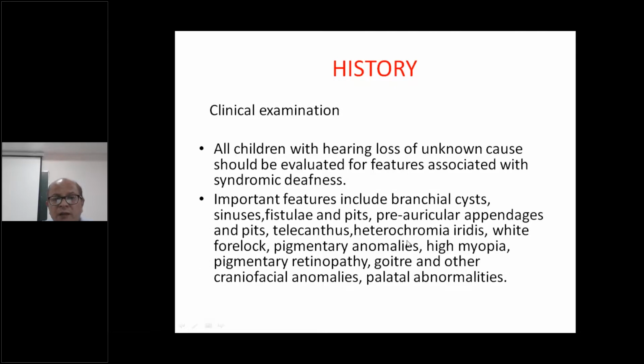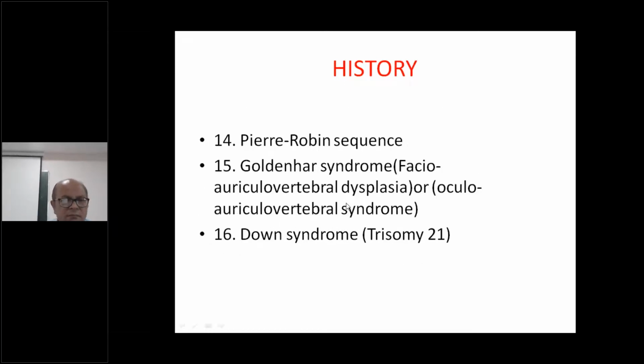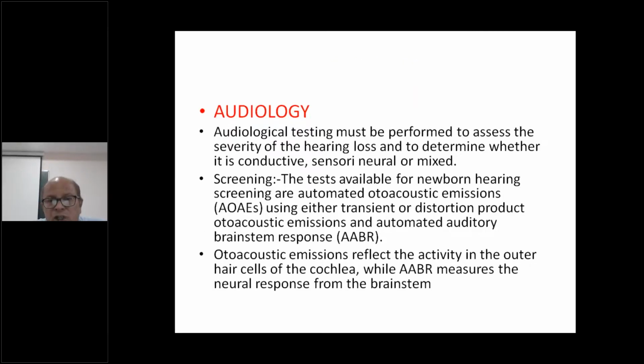Syndromic means all these things you will find, like there may be branchial cyst, fistula, you will find telecanthus, heterochromia iridis, white forelock, pigmentary anomaly, high myopia, retinopathy, goiter. All this comes in syndromic hearing loss, which constitutes hardly 10%. Like Waardenburg syndrome, Usher, Jervell and Lange-Nielsen, Pendred, Alport, Richard Collins. So a lot of them are there, but they only contribute 10% to it. But mostly it is non-syndromic.